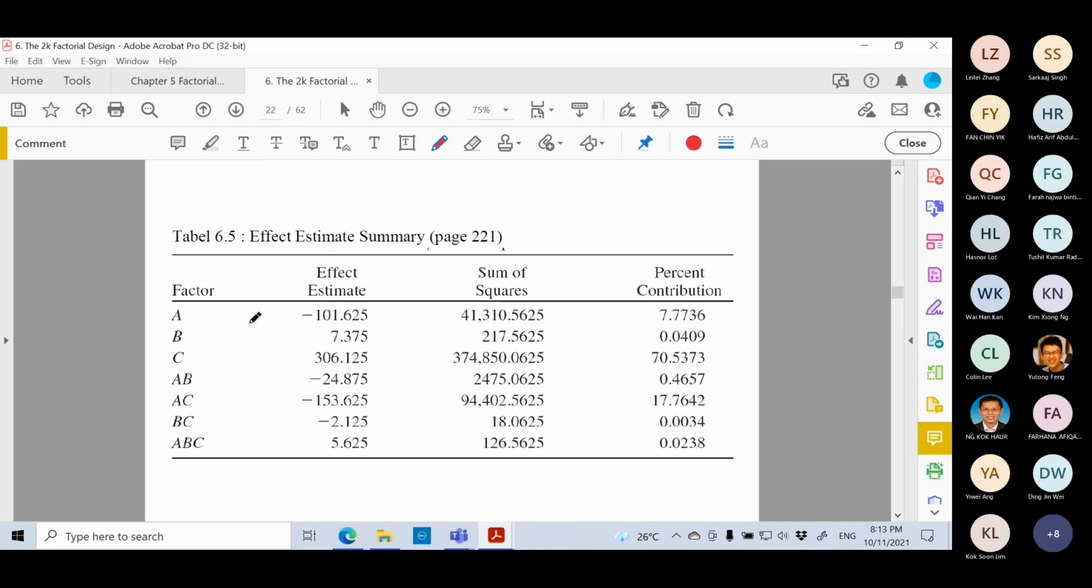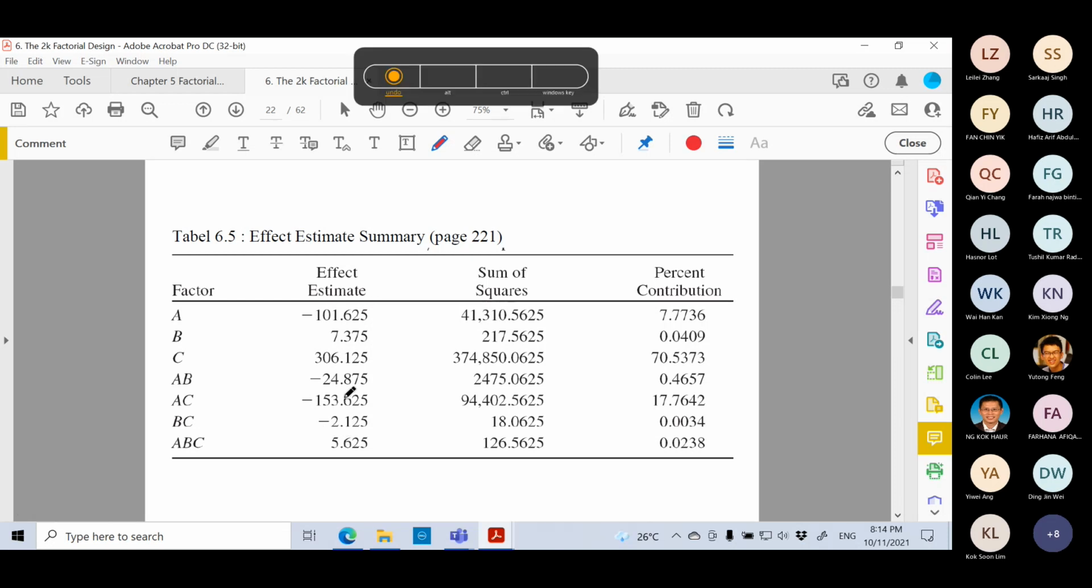From the calculation I just showed you, the effect of A is -101.625. You also can calculate the effect for B, C, and AB, AC, BC, and ABC. All these are the effects. Some effects are positive, some are negative. Factor A has a negative effect. AB and AC will be negative effects. And for BC and ABC, the effect is positive.